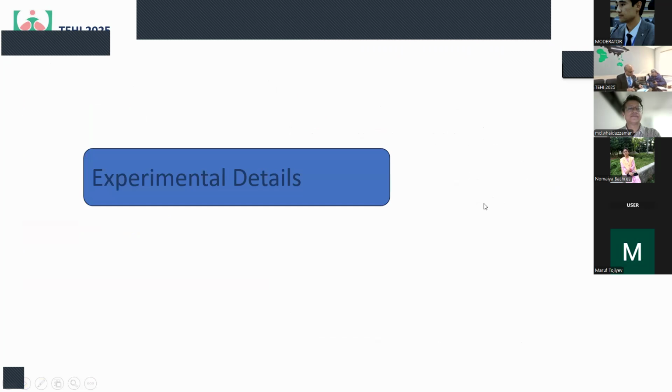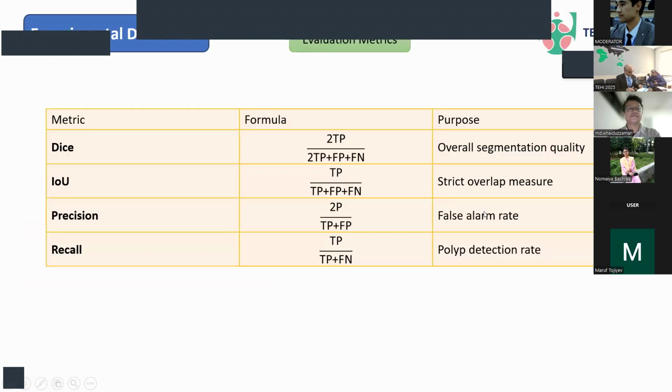So now come to the experimental details of our research. We have utilized four types of evaluation metrics in our analysis. These are DICE, IOU, precision, and recall. And the formulas are shown here with the purpose. DICE is used for overall segmentation quality. IOU is for strict overlap measure. Precision is for false alarm rate, and recall for polyp detection rate.